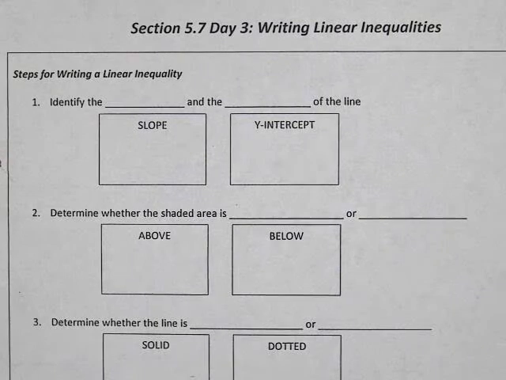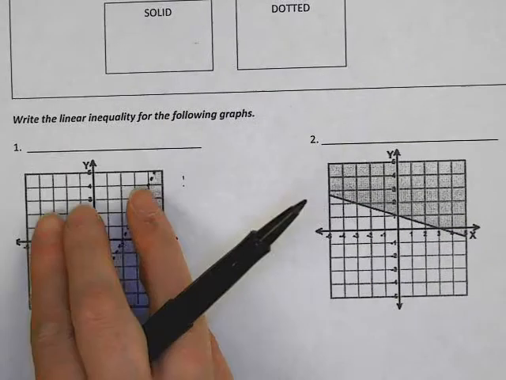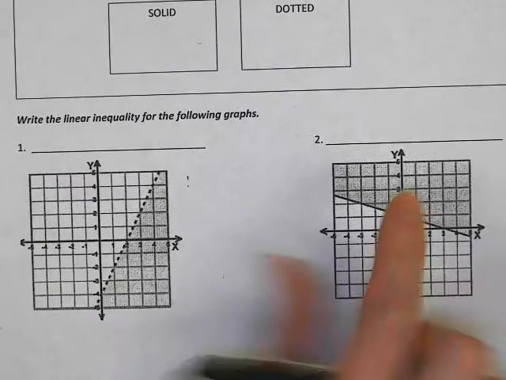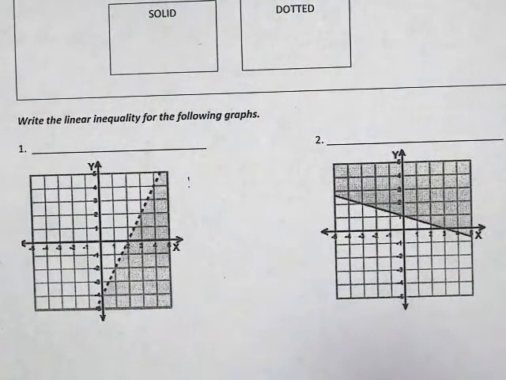All right, darlings, let's get at 5.7 day 3, writing linear inequalities. Now, this is exactly what we've been doing the past 2 days, except backwards. I'm going to give you a graph, and you're going to write the inequality. Okay, so it's not too bad.